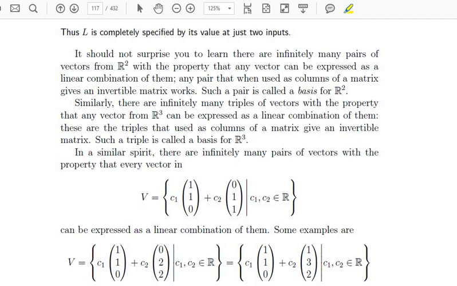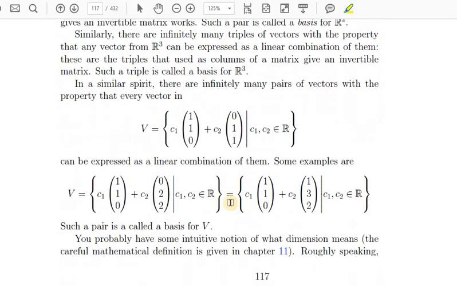I could equally as well have chosen these two vectors, right? This second vector is just 2 times this one, and any linear combination of these two vectors can easily be expressed as a linear combination of these two. Just here I would take this C2 and divide by 2 and use that as my C2 here. So these two vectors here and these two vectors here specify the same vector space. You could say they're two different bases of the same vector space.